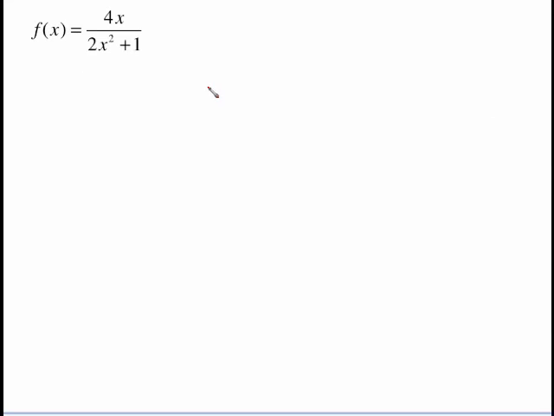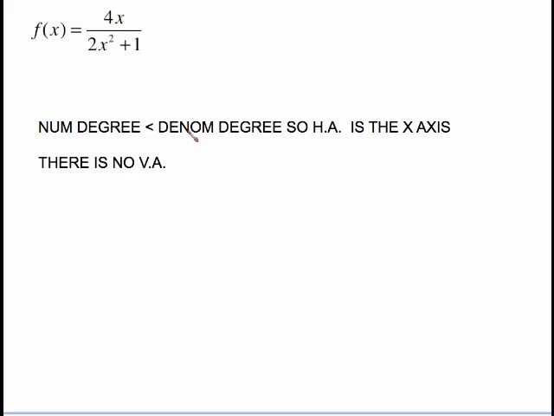One more example of looking for the vertical and the horizontal asymptotes. The horizontal asymptote is a matter of looking at the degrees, and notice that the numerator degree is less than the denominator degree, so the horizontal asymptote is the x-axis, which is the line y equals 0. There is no vertical asymptote because if we set just the denominator equal to 0 and try to solve this, we're going to get an imaginary value. So there is no vertical asymptote.